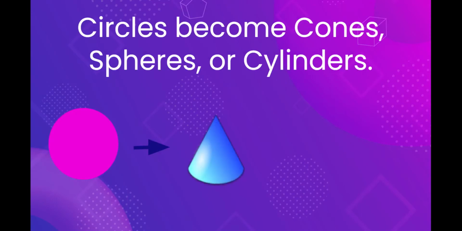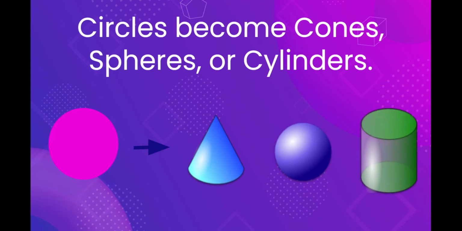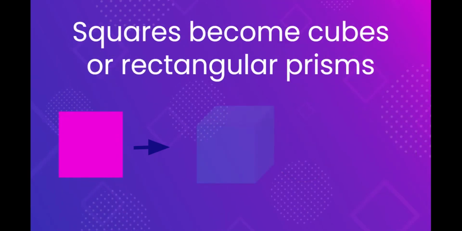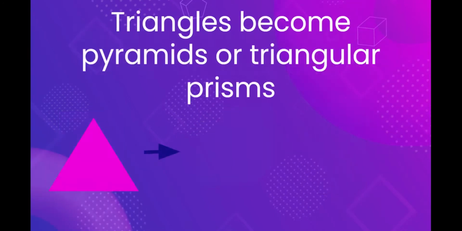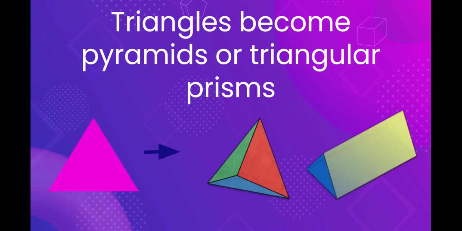Circles become cones, spheres, or cylinders. Squares become cubes or rectangular prisms. Triangles become pyramids or triangular prisms.